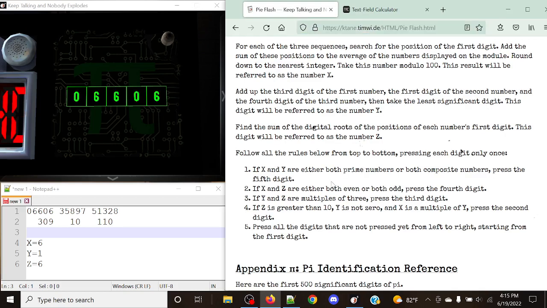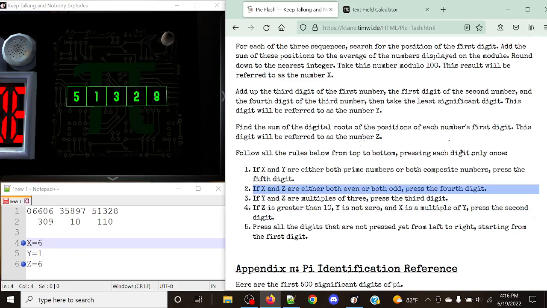So let's take a look and let's see what rules we have here. If X and Y are either both prime numbers or both composite numbers, press the fifth digit. Well, immediately one of the things that we can determine here is 1, in this case being Yankee, is not prime or composite. So we can already rule out that rule. We don't have to worry about that, and we can simply move on to the next one. This does not apply. If X and Z are both even or both odd, in this case they are both even because they're both 6s, and 6 is even. So in this case, this rule is true.